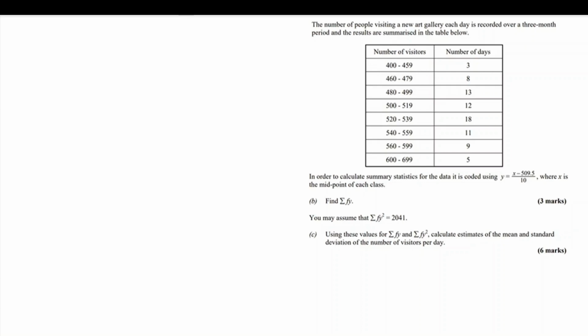The formula shows that for each x value you subtract 509.5 and then divide by 10. We're also told in this case each x value is the midpoint of each class. We've been asked to find the sum of fy. We're going to need to find some y values, and before that we're actually going to need to find some x values, and those x values are the midpoints. So for each of these intervals, I'm just going to find the midpoint of the boundaries, the midpoint of the limits.